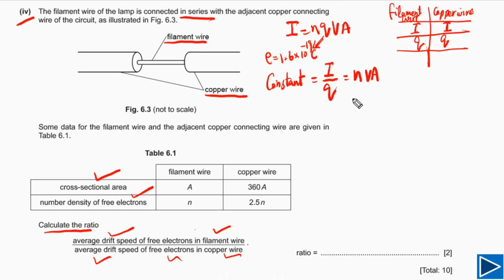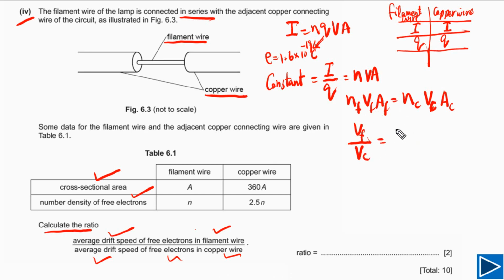This ratio between I and Q is constant for these two wires. So simply we can write the number density of the filament wire and the drift speed of free electrons in the filament wire times its cross-sectional area. This is equal to the number density of free electrons in the copper wire times the average drift speed of free electrons in the copper wire, so C for copper, times the cross-sectional area of the copper wire. But the question is asking you the ratio between the drift speed in the filament wire over the drift speed of free electrons in the copper wire.